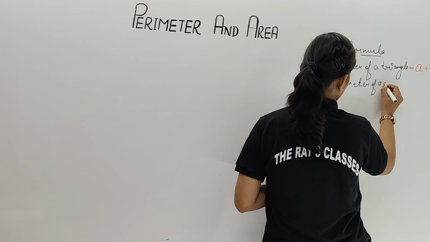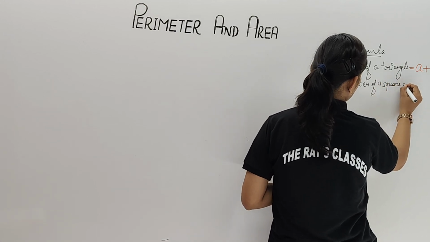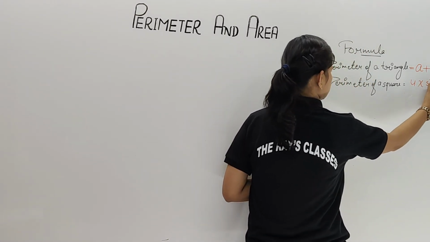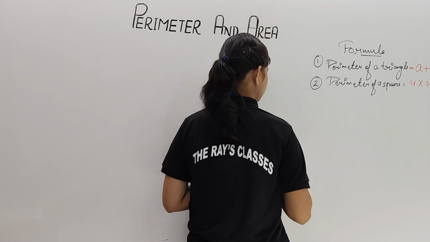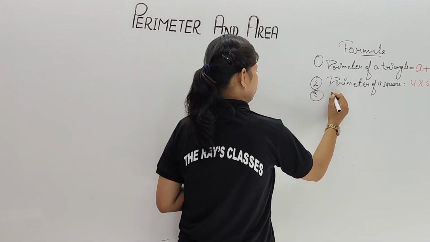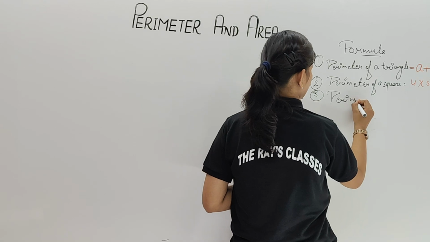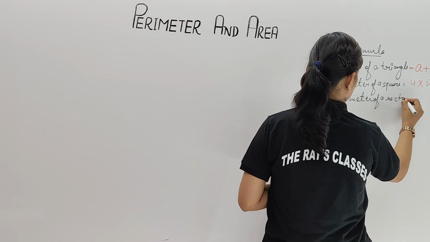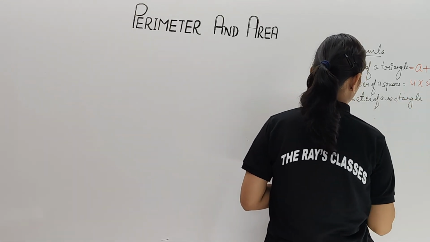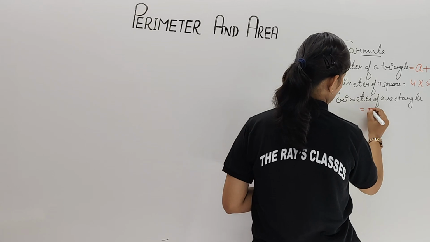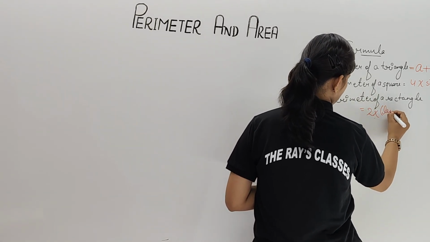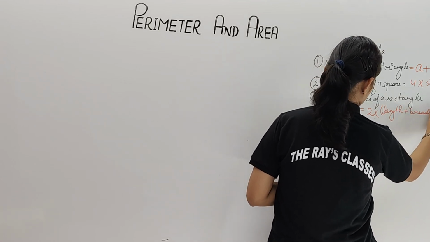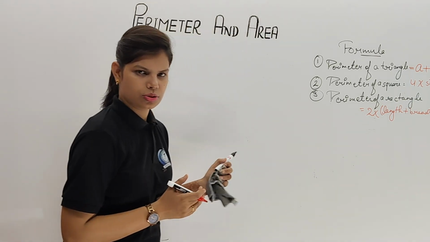Children, recall again and again, and while dealing with the problem also you have to recall. Equal to what? 4 into side. And third is your perimeter of a rectangle. What formula are you going to get? That is quite big. That will be your 2 multiplied by bracket length plus breadth. Clear, no? Understood from this play?